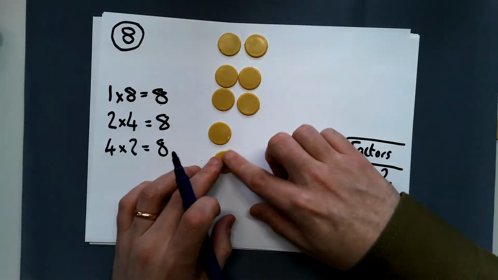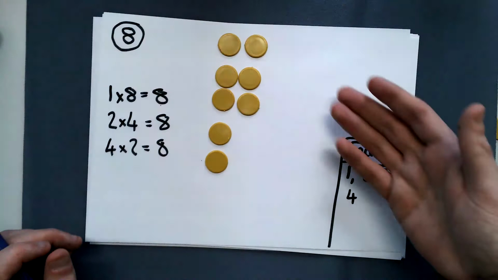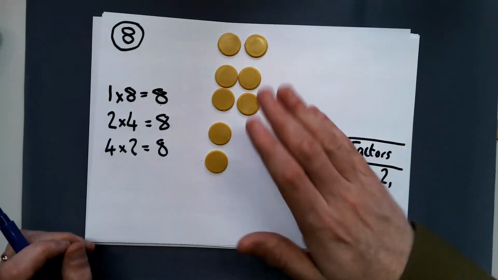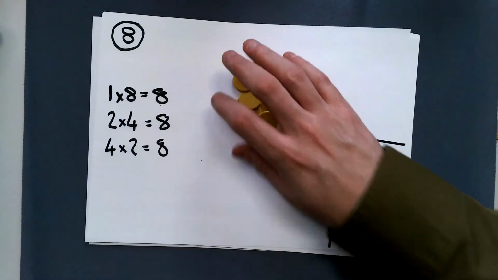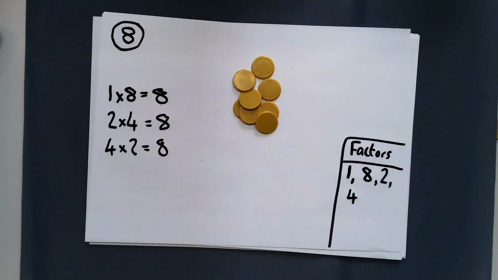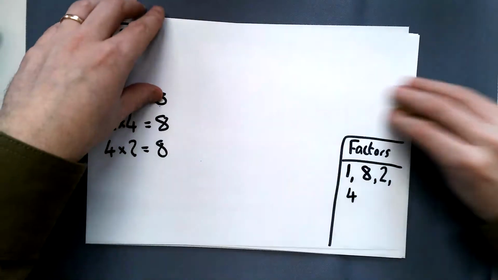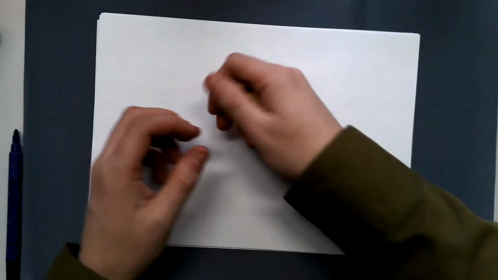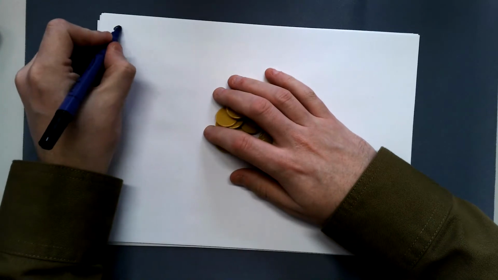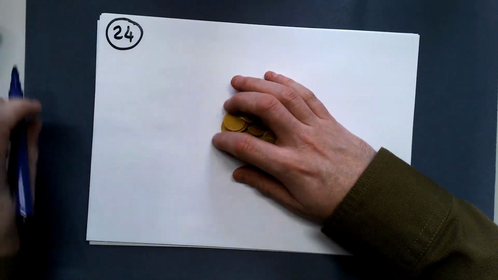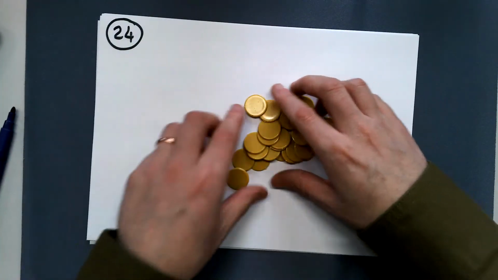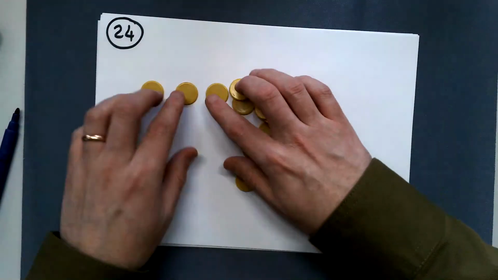Let's just try 5. If I go 5, that's not going to work because I can't get an equal grouping there. Right, so it might be that I do it with a much higher number. So here I've got 24 counters. So my product is 24, and the question might be find all the factors of 24.